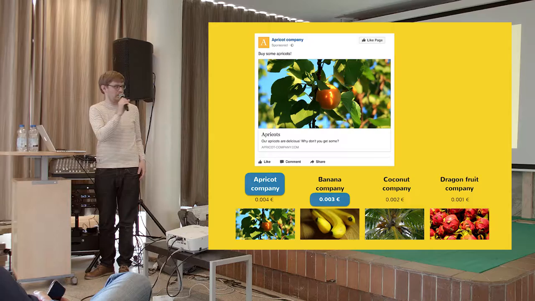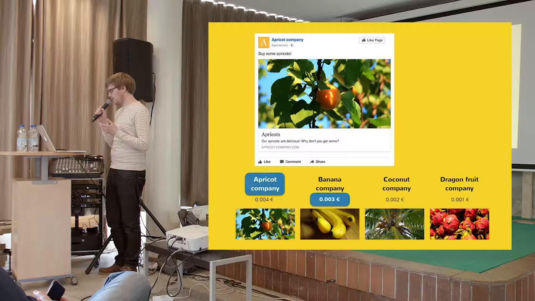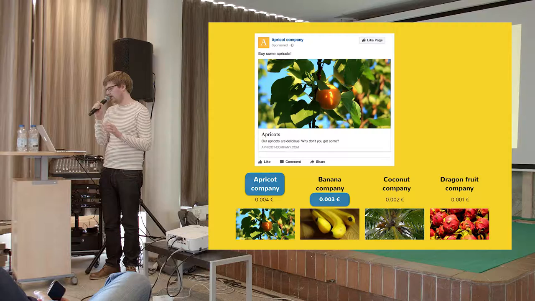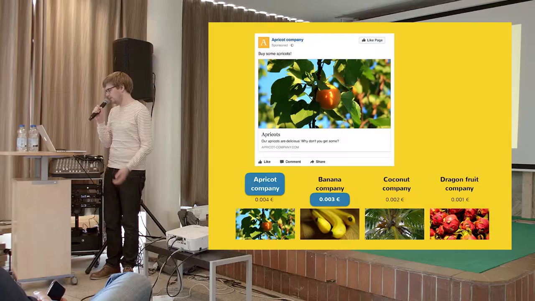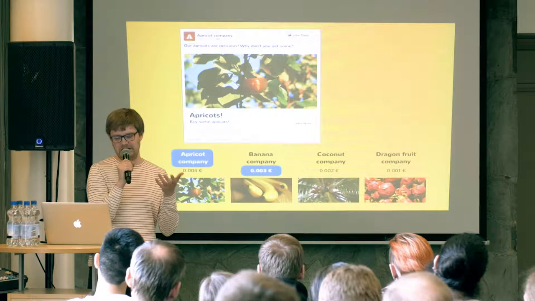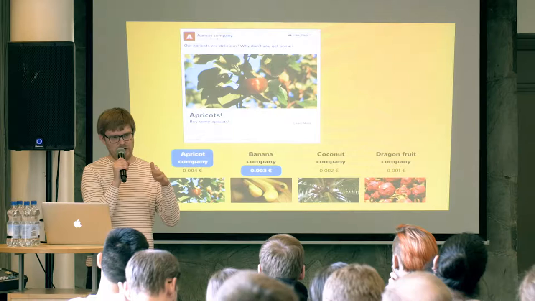And why would this be? Well, if you think about it, in a system such as this, your own bid only decides whether you win, and it doesn't affect how much you will have to pay if you happen to win. So what this system guarantees is that all advertisers will have an incentive to just bid the maximum amount that they would be willing to pay, and there is no incentive to bid higher or lower than that.